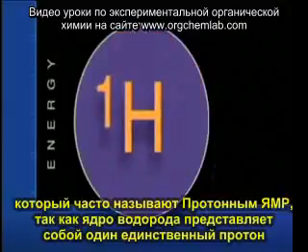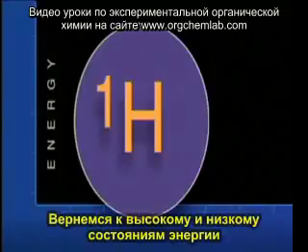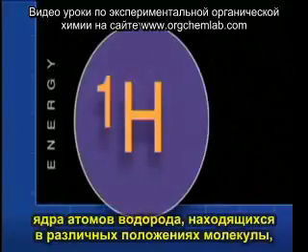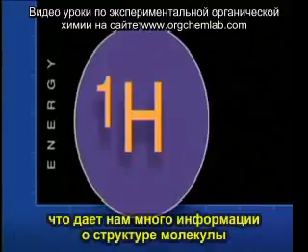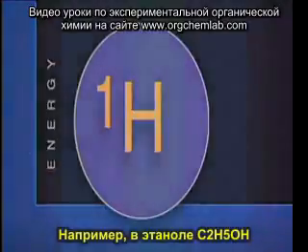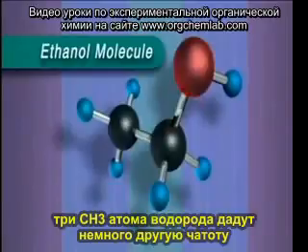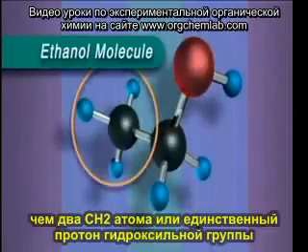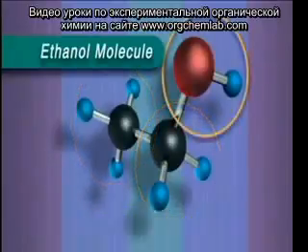We will concentrate on hydrogen-1 NMR. This is often called proton NMR because the hydrogen nucleus is just a single proton. As they drop back from higher to lower energy states, the nuclei of hydrogen atoms in different positions in the molecule give out energy at slightly different frequencies, and this can tell us a lot about the structure of the molecule. For example, in ethanol, CH3CH2OH, the three CH3 hydrogens will give a slightly different frequency than the two CH2 hydrogens, which will be different again from that of the single OH hydrogen.